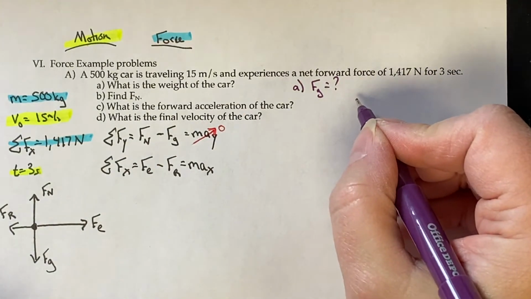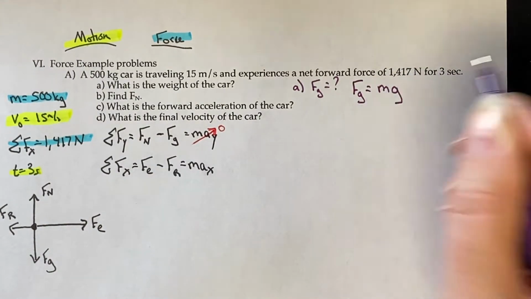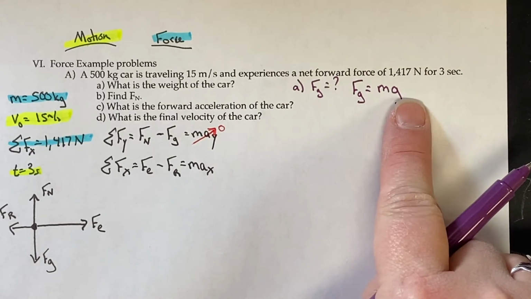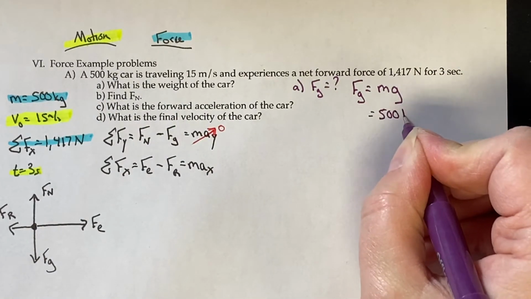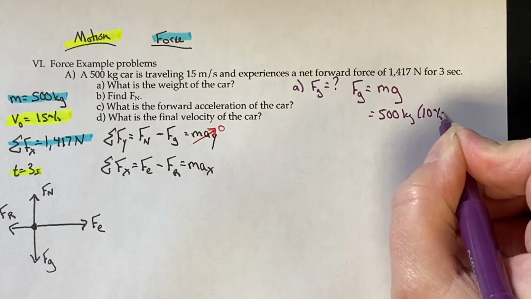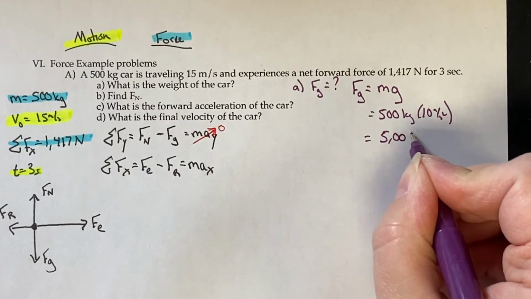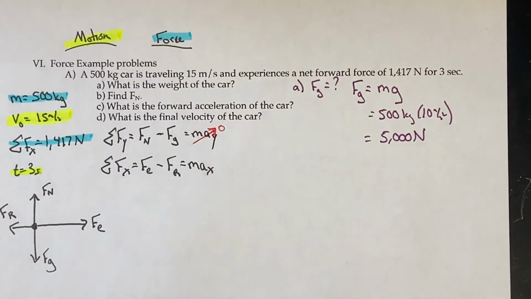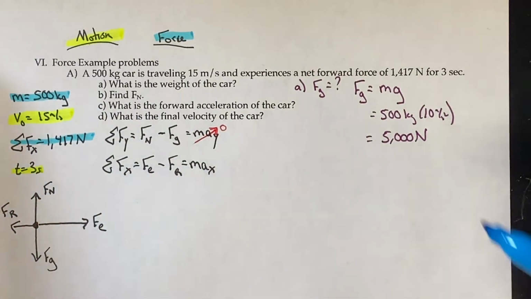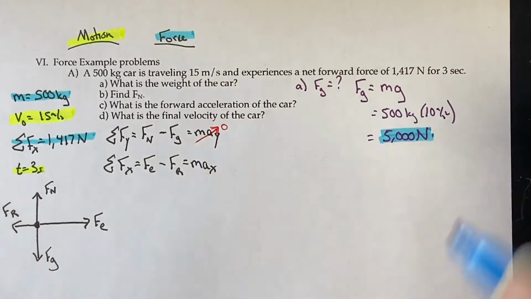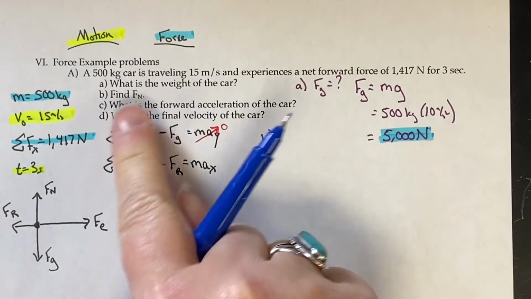But I do also have a relationship between the acceleration of gravity and mass. So the weight, force of gravity, is mass times gravity. I have been provided the mass. So 500 kilograms times 10 meters per second squared. Kilogram meter per second squared is a newton, so that's 5,000 newtons. So 5,000 newtons is a force variable, so I'm going to go ahead and highlight that, remind myself that that's a force.